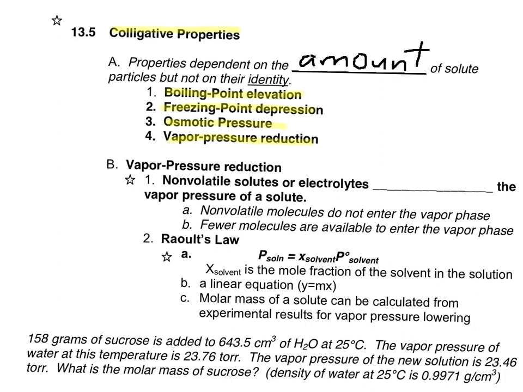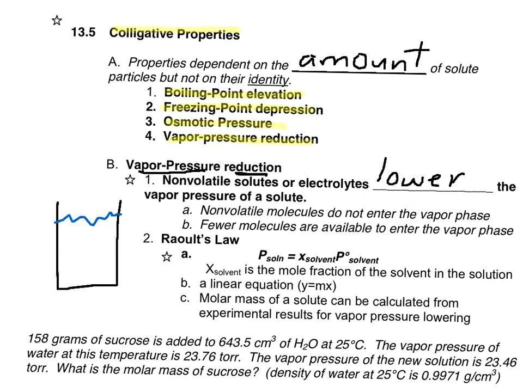So you could have salt, you could have sugar, you could have whatever. It doesn't matter what the substance is that you're putting into the solvent. All that matters is how much of it you're putting in. The first one we're going to look at is vapor pressure reduction. It does exactly what it says. It will reduce or lower the vapor pressure of the solvent whenever you put it into solution.